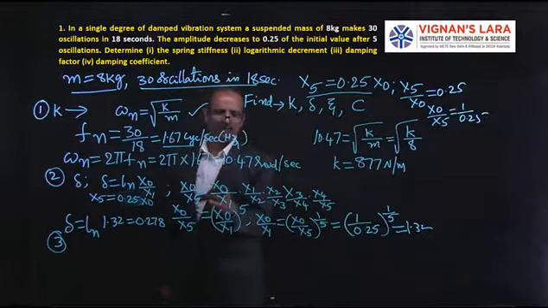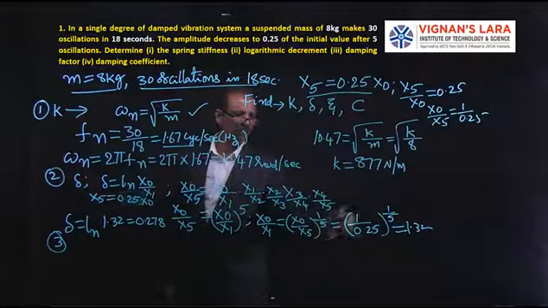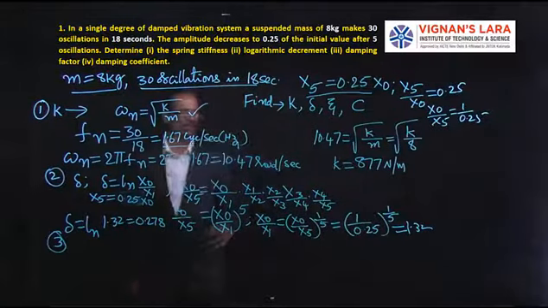Then x naught by x5 is written like x naught by x1 into x1 by x2, and so on. All these values are the same. It can be replaced by any one of them, like x naught by x1. So these are 5 components whole to the power of 5. Then if I rewrite it, x naught by x1 is equal to x naught by x5 whole to the power of 1 by 5, and you get directly this value.